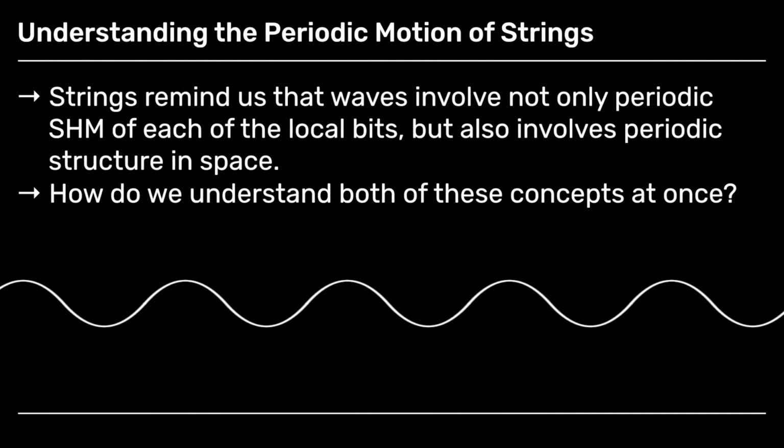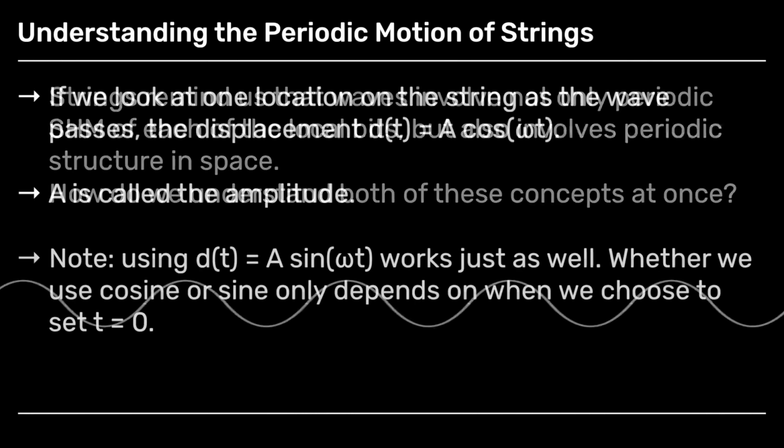Now, a string helps to remind us that waves involve not just periodic, simple harmonic motion of each of the local bits, but a wave also involves periodic structure in space. So how can we understand both of these ideas at once?